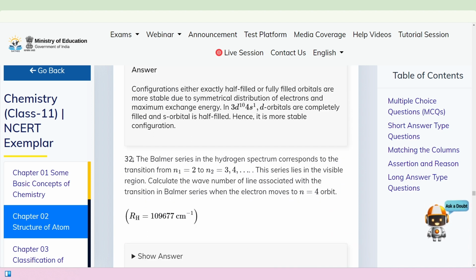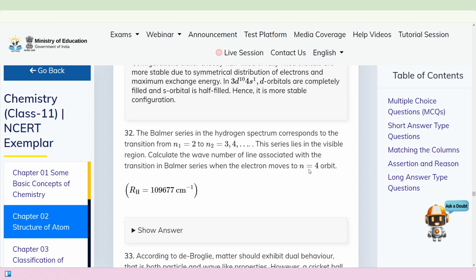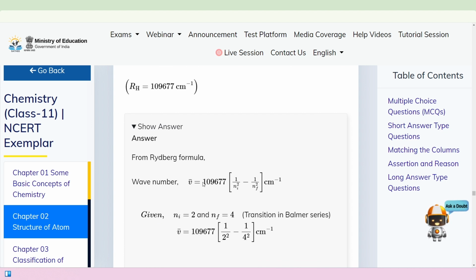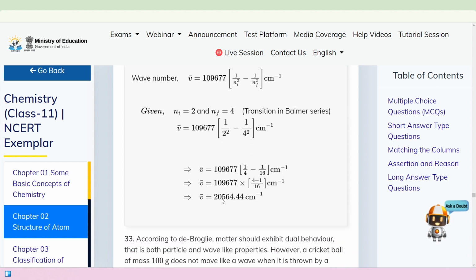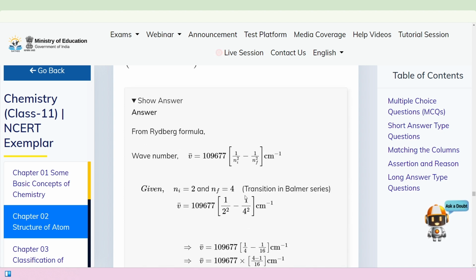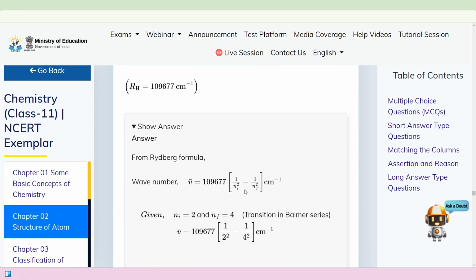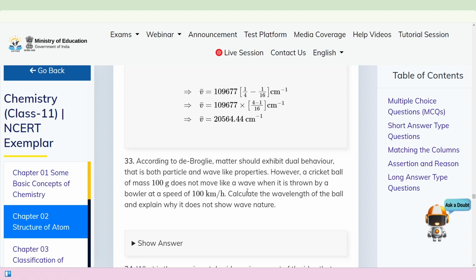Next question. The Balmer series of the hydrogen spectrum corresponds to n1 equals 2, and n2 equals 3 for anything. This series lies in the visible region. Calculate the wave number of the associated wavelength with n equals 4. For that we know the formula. Wave number is equal to 109766, since it is given in terms of wave number, so use this thing only, times 1 over n1 square minus 1 over n2 square. So 1 over 2 square minus 1 over 4 square. Putting all these things together, that will give you 20564.44 centimeter inverse. Why centimeter inverse? Because wave number is nothing but 1 by wavelength, and wavelength has a unit of length.